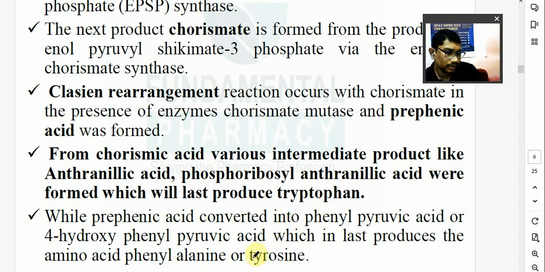Prephenic acid is converted to phenylpyruvic acid or 4-hydroxyphenylpyruvic acid, which will lastly produce either phenylalanine or tyrosine. देखो यहाँ पे और एक बार. So erythrose 4-phosphate and phosphoenol pyruvate will be combined together to form 3-deoxy-D-arabino-heptulosonic acid 7-phosphate known as DAHP.